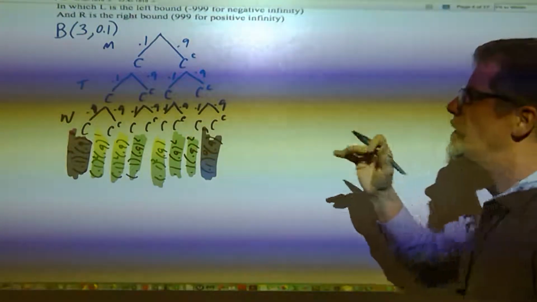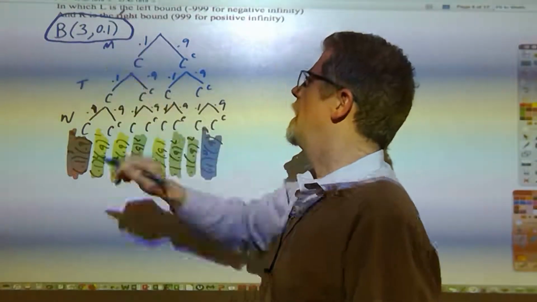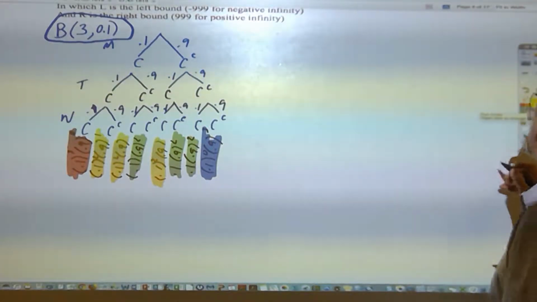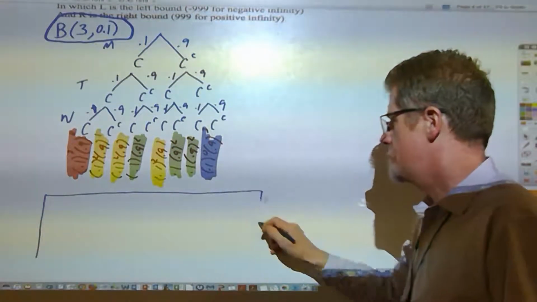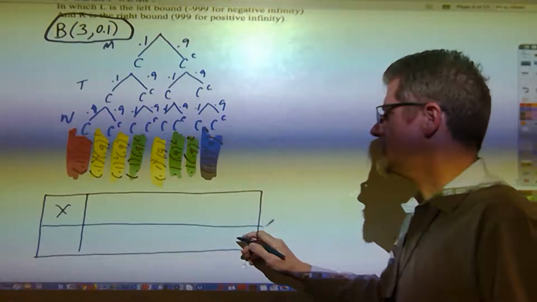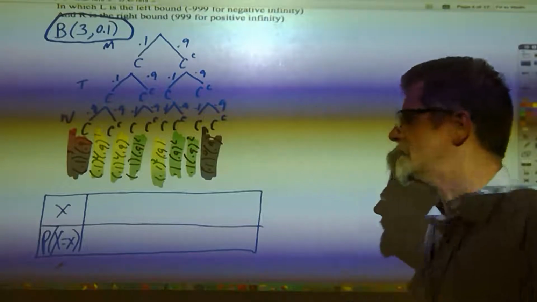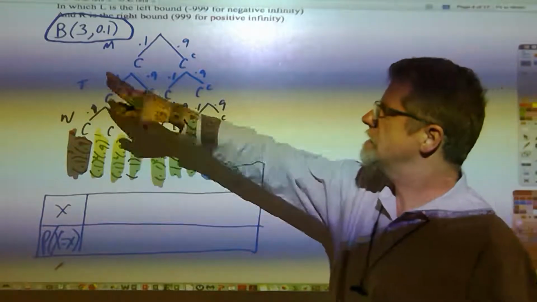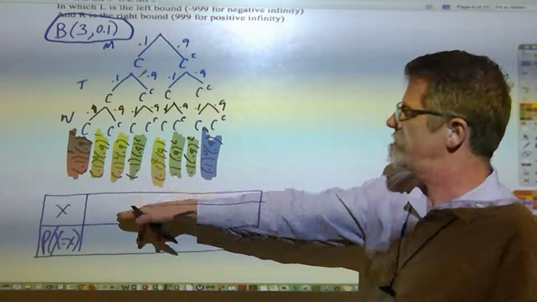Now, what I want you to do when you see B of 3, 0.1, and that's my main goal for class today, is to help you get to the point where you can write a table in which the top row is little x and the bottom row is the probability that capital X equals lowercase x. Actually, x is going to represent, we have to define what x is.